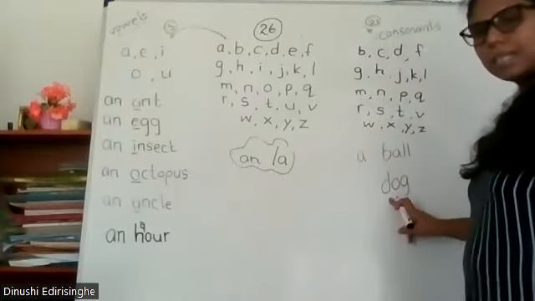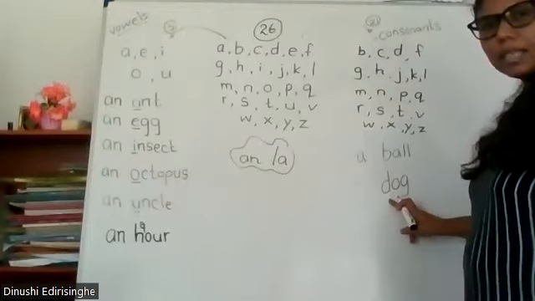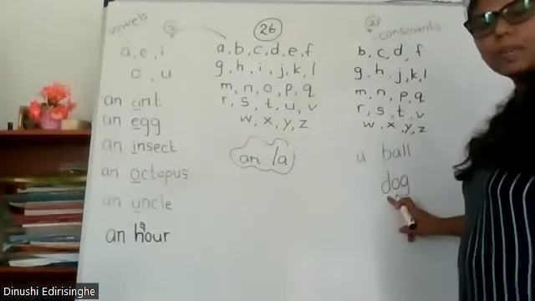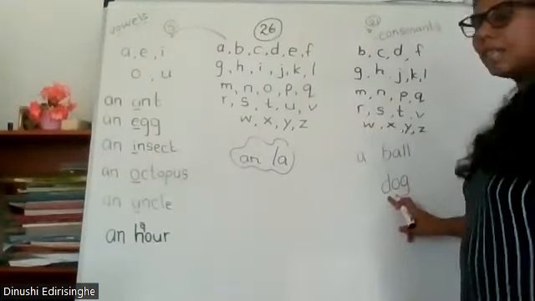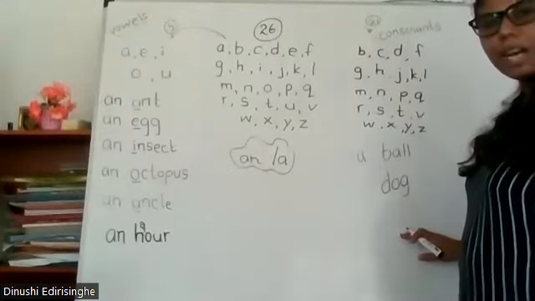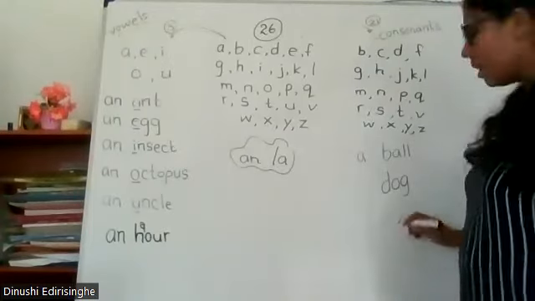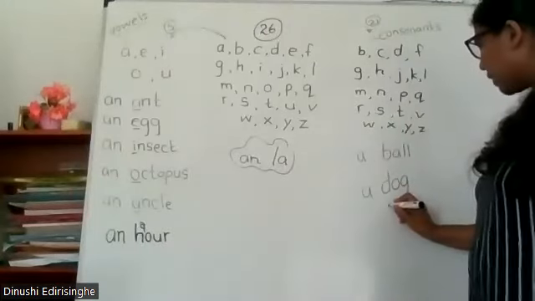Yes. Dog. What is the beginning sound? Then it is a consonant sound. Consonant sound, so we say a dog. A dog. Very good. A dog. Next one.